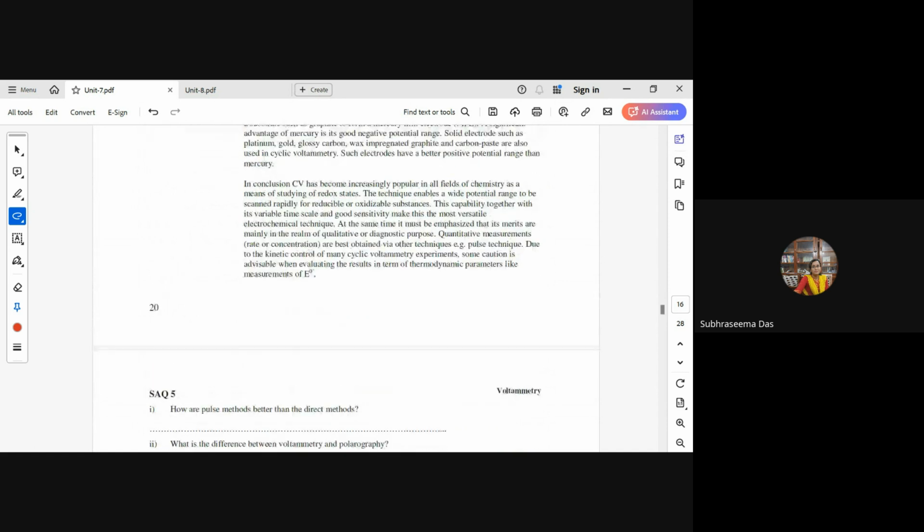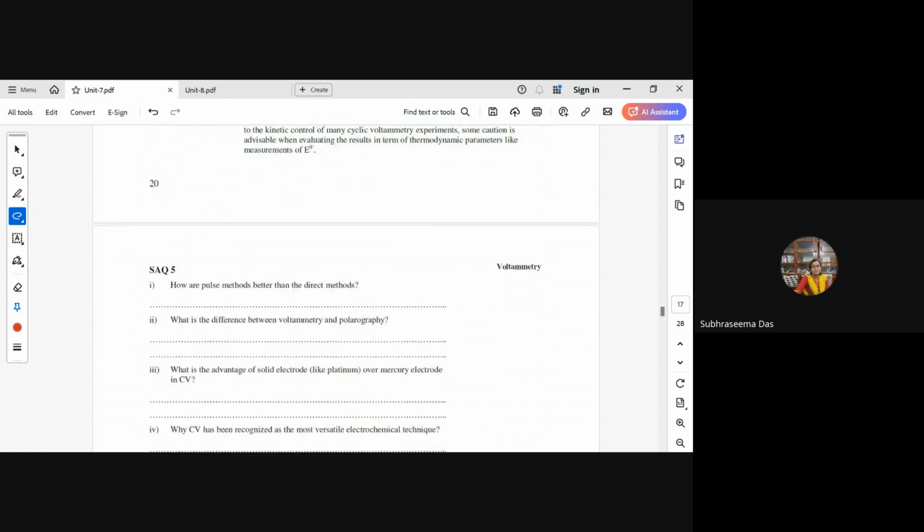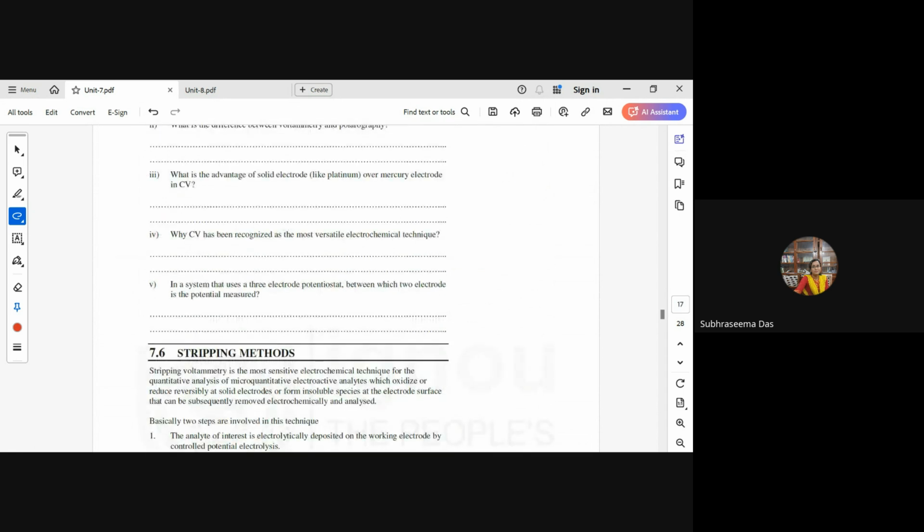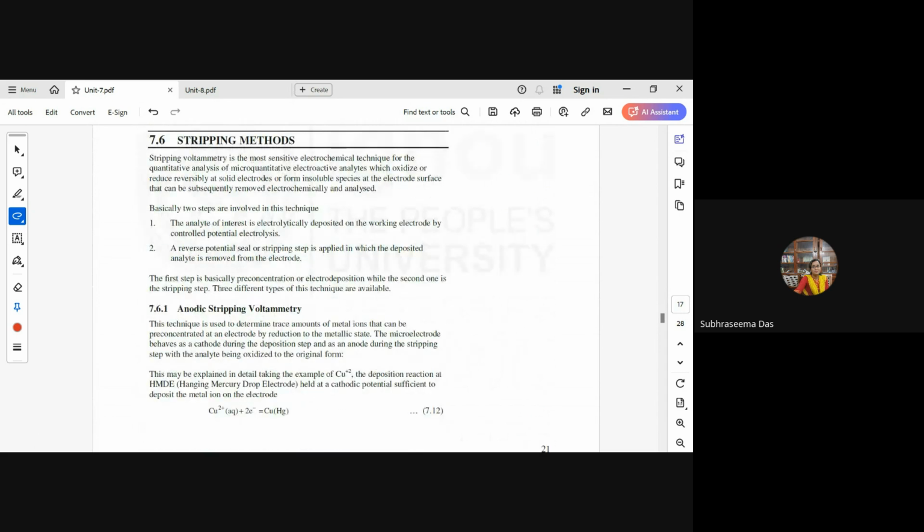So we can say that CV is becoming increasingly popular in all fields of analytical chemistry, and particularly in the case of redox reactions, to understand the various reducible and oxidized species that are present during a particular chemical reaction. So this is all about CV. Now coming to stripping methods.